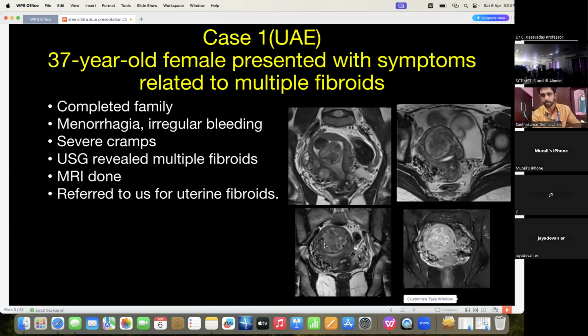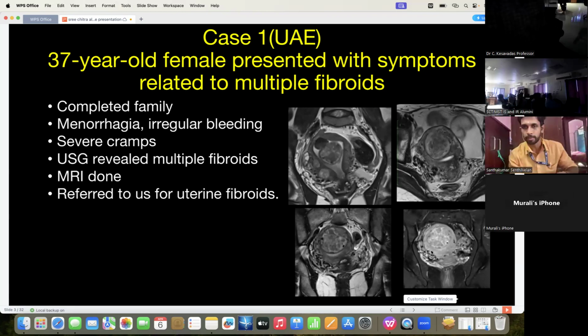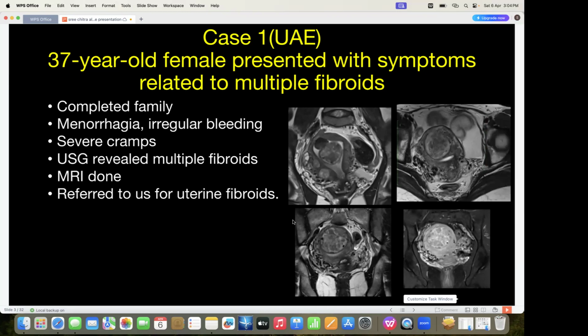This was the largest fibroid, with multiple flow voids noted feeding the fibroids. In the arterial phase also there was mild homogeneous enhancement noted in all the lesions. Bilateral ovaries were normal, and the rest of the pelvic structures appeared unremarkable. So after the MRI, she was referred to us for uterine fibroid embolization.